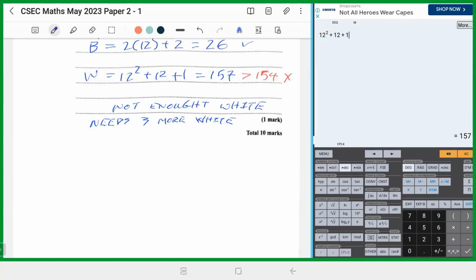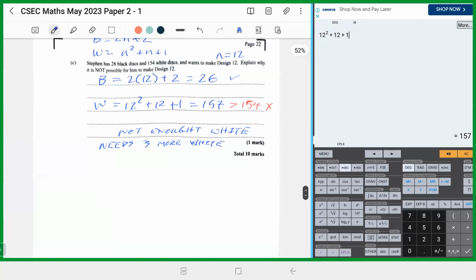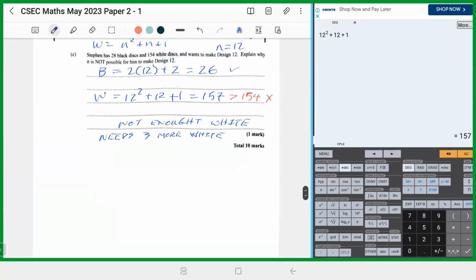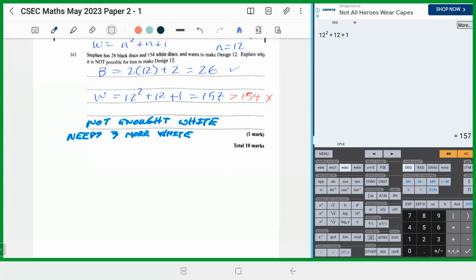You cannot make the design without 3 more white discs. One question to explain. That's why I'm writing all these things, all right? That's to explain. So to write something: not enough white discs. He needs 3 more white discs to be able to do the pattern. All right, that's it. Move on to the next one.